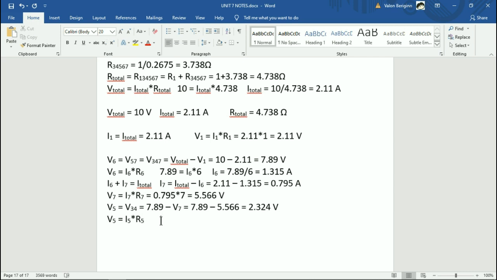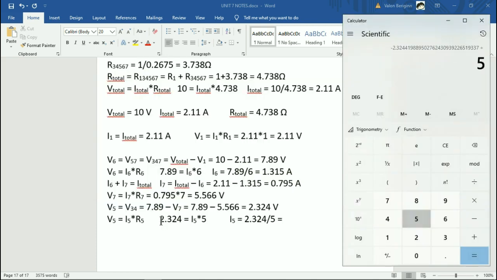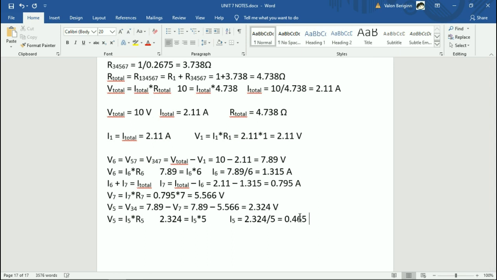Okay, so we have V5, 2.324, equals I5, which we're solving for, times R5. Oh, R5 is just 5. So I5 equals 2.324 divided by 5. Yeah, and ignore the negative here. 0.465. Okay, so that is I5.